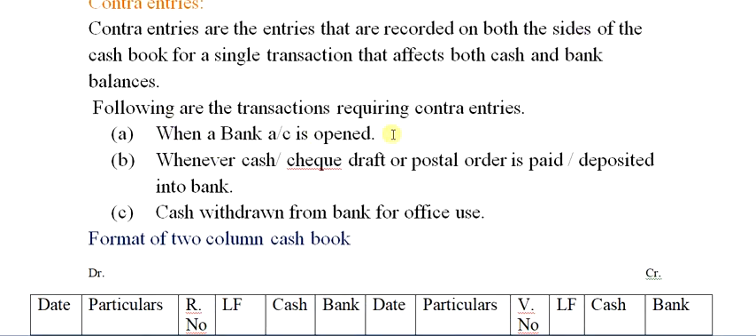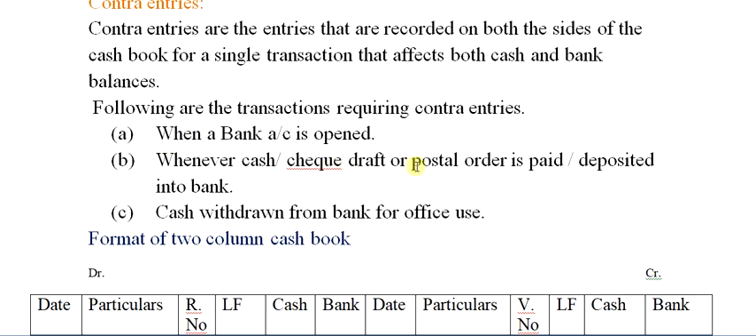When a bank account is opened, what happens? It has two effects. When a bank account is opened, our cash balance reduces. It should be shown under which side? Credit side. At the same time, our bank balance increases. Can you understand? When a bank account is opened, we are paying to the bank, we are depositing into the bank. You can see that when the bank account is opened, our cash balance reduces and automatically our bank balance increases.